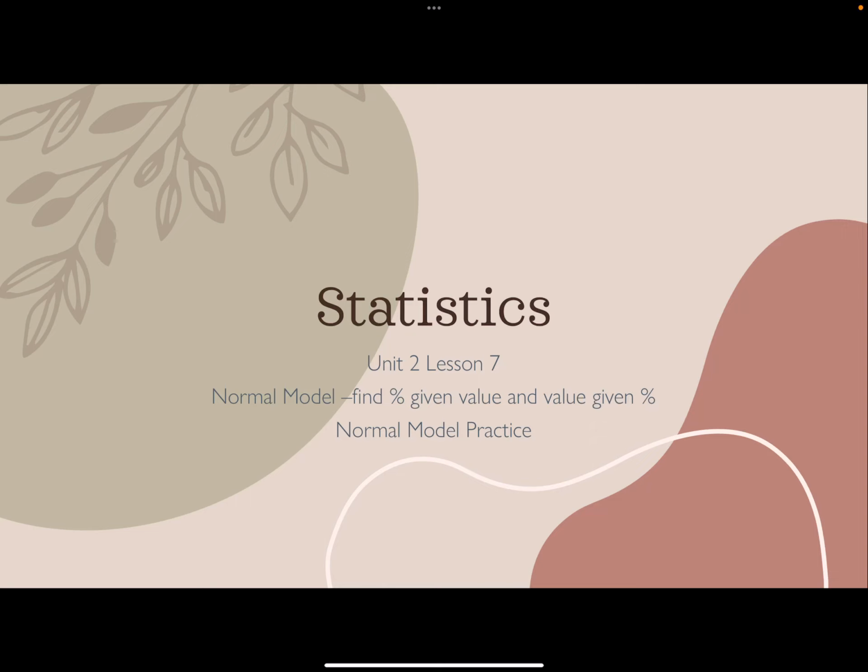Unit 2, Lesson 7. We are going to be talking about the normal model, reviewing. You already learned how to do these, but we're going to put everything together, finding the percentage given the value and finding the value given the percentage. And this is all called the activity called normal model practice.